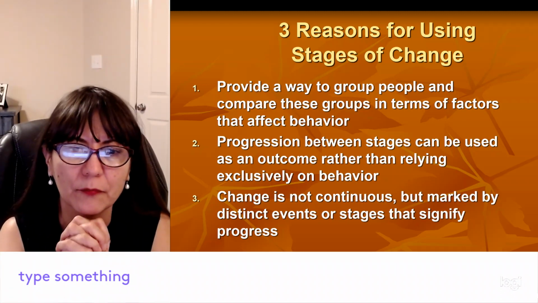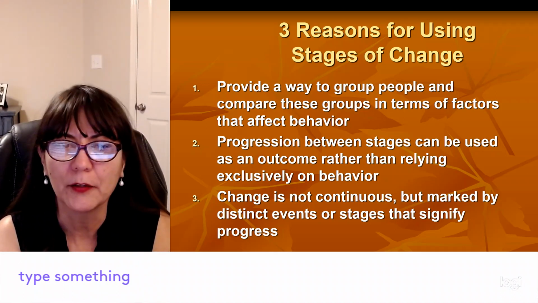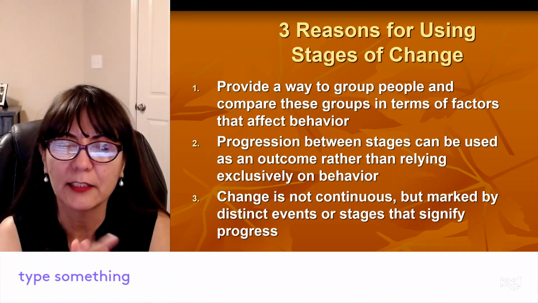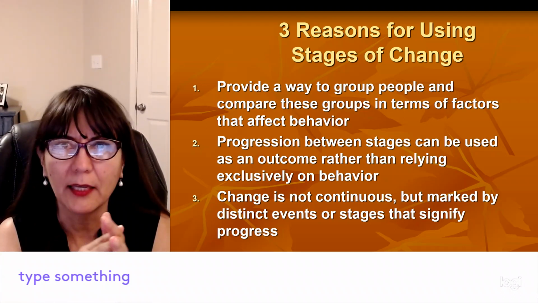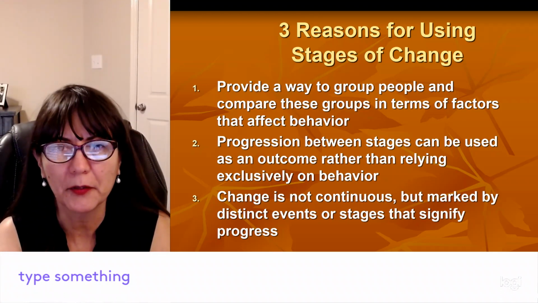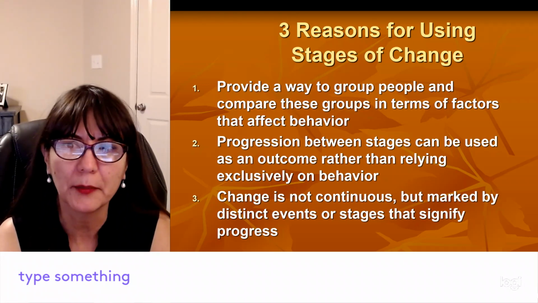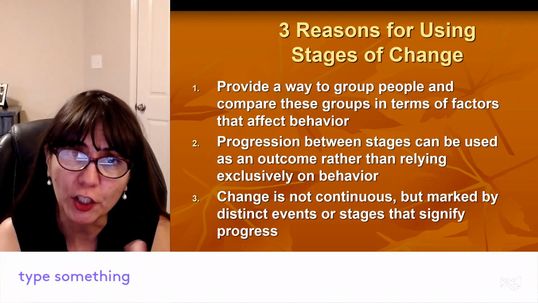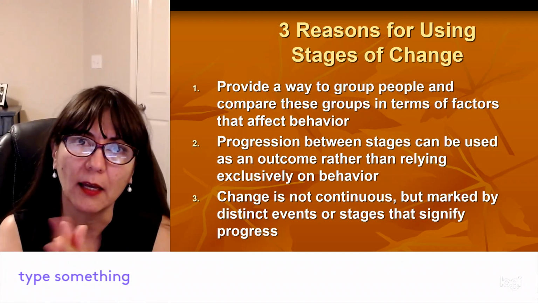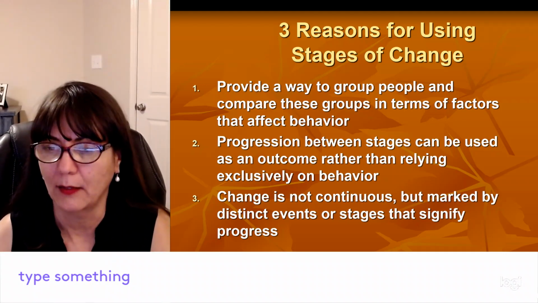And then finally, change is not continuous. So we know that it's marked by very distinct events or stages that signify progress. So again, it gives us that opportunity not to say a program had some kind of effect, right? They're in the process, or perhaps people are going back and forth. We can learn more about how people cycle in and out of the stages, especially if we get to look at them over time. Okay.